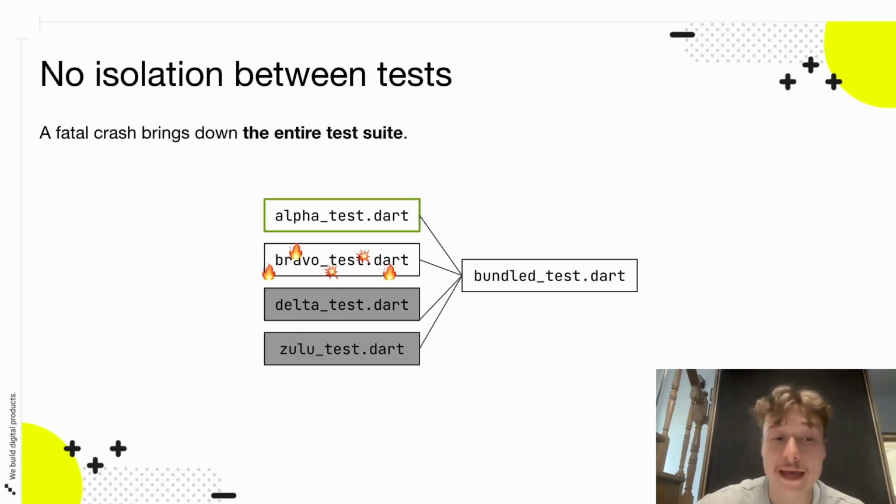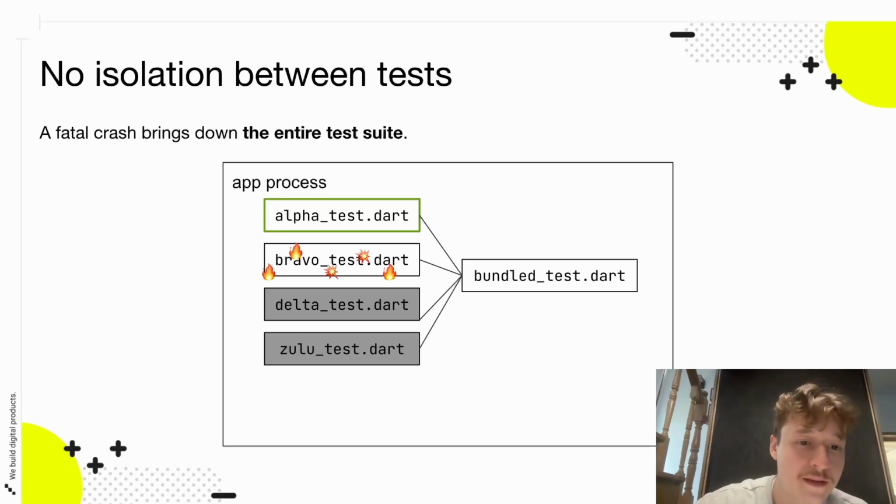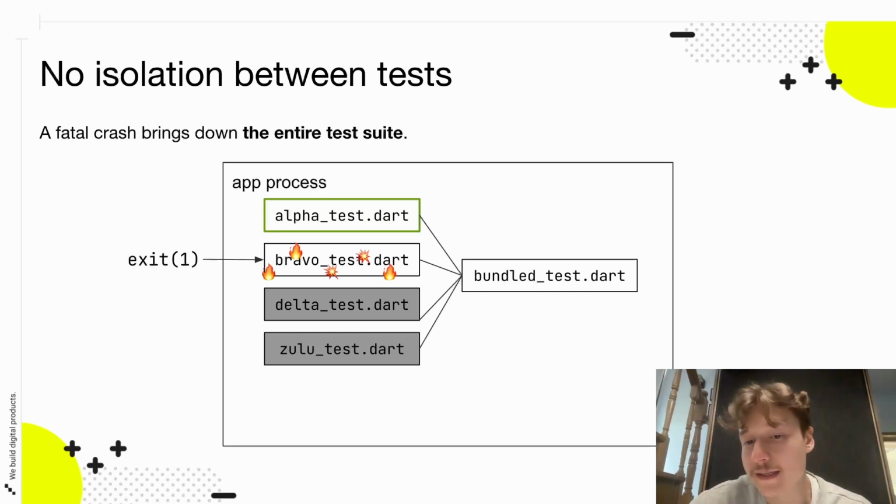But what if we have a crash? So something like, you have a process and you just exit it. So something goes really wrong, and in your second test it crashes and you have a kaboom. And naturally you would expect the rest of the tests also to be executed in isolation because it's not related, right? But actually when you run it in this primitive test bundling approach, you bring down the entire test suite.